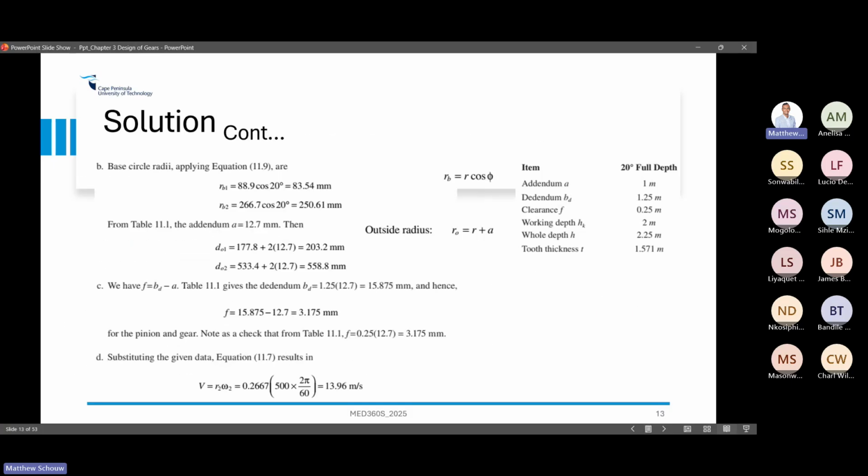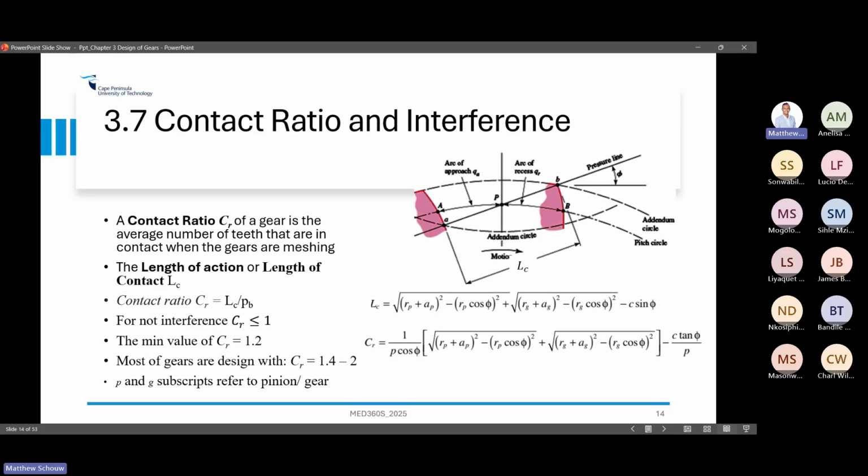Now, this particular thing is probably the most important for this subject. And then I'll mention other things like interference as well, backlash.